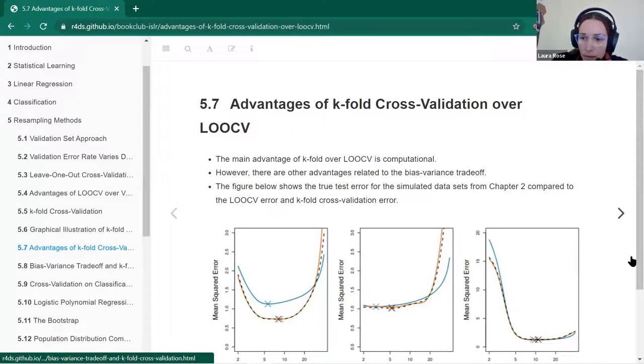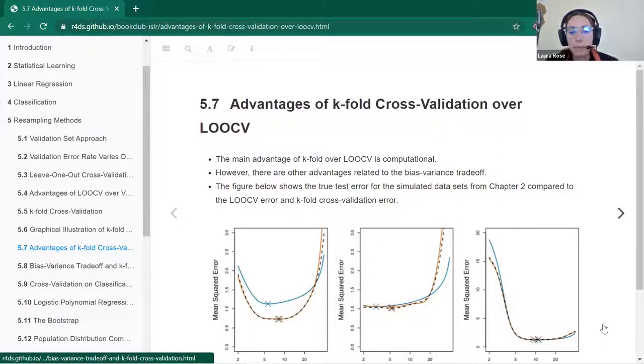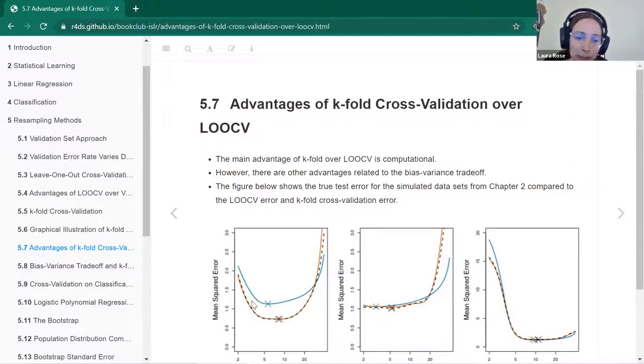I have a little hard time with that. So you see on the left, let's see if I can page down. For some reason I have a little bit of a hard time with that. Okay, so you see on the left, I believe the blue is the true test error. This is, if I remember correctly, the flexibility of the model. So based on what the true test error would be, you would choose a model of this flexibility.